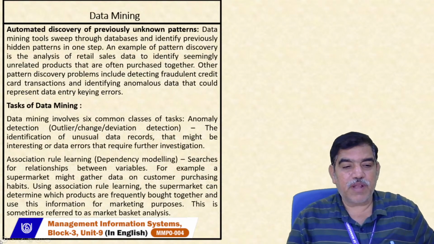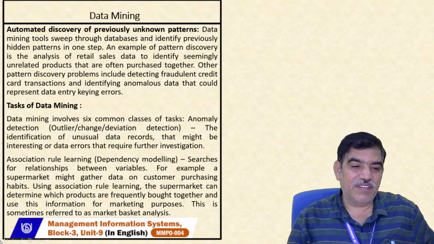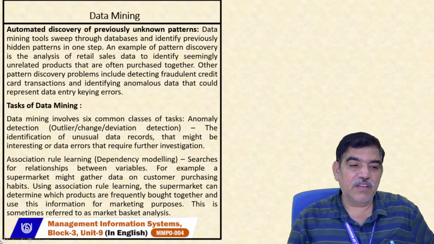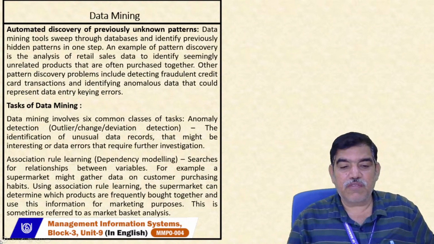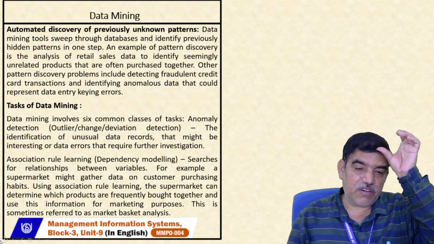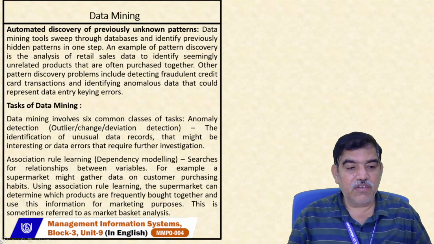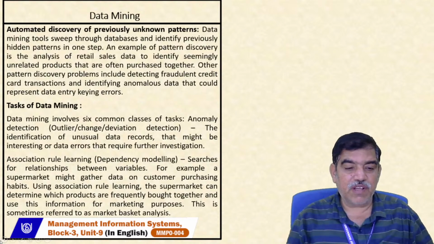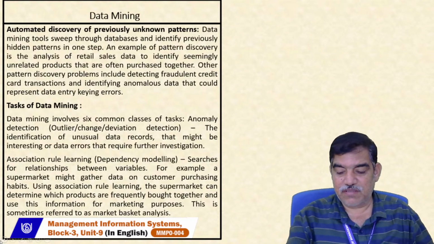For example, a supermarket might gather data on customer purchasing habits. I have explained that the supermarket always focuses on the potential customer. That's why association rule learning is required. Using association rule learning, the supermarkets can determine which products are frequently bought together, and maintain the stock. They use this information for marketing purposes. This is sometimes referred to as market basket analysis.